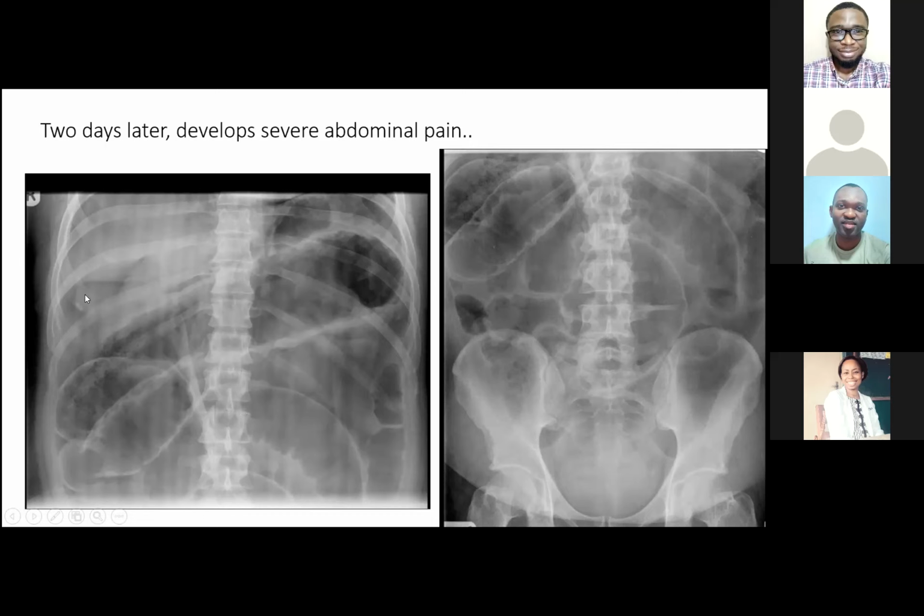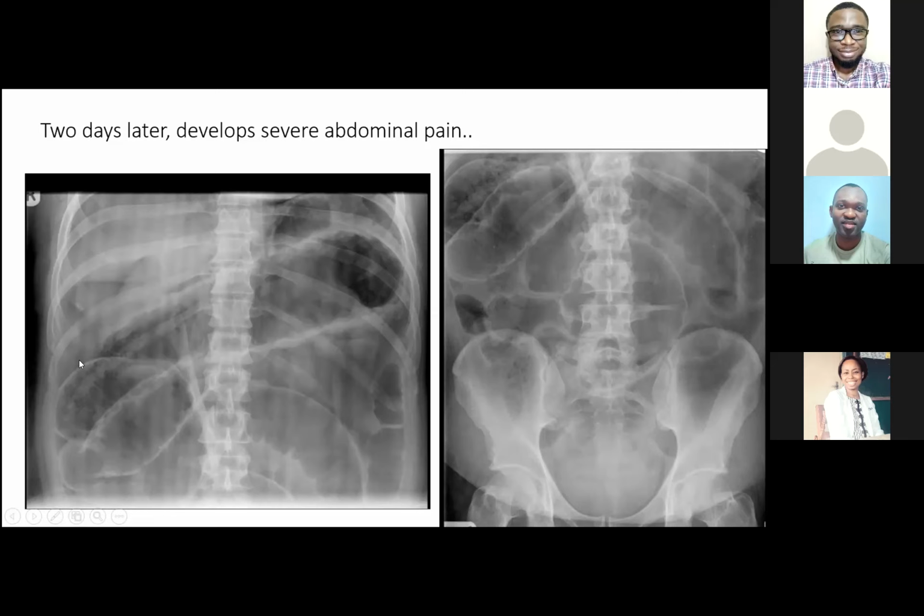So if you look over here in the right upper quadrant, this is unusually lucent. And also if you look over here, you can see what is called Rigler sign. Rigler sign is when you can see both sides of the bowel very, very clearly. That is because on the one side, there's gas in the lumen of the bowel. On the other side, there's gas in the peritoneal cavity. So it looks very, very sharp. And that is a sign that you see in patients with pneumoperitoneum.